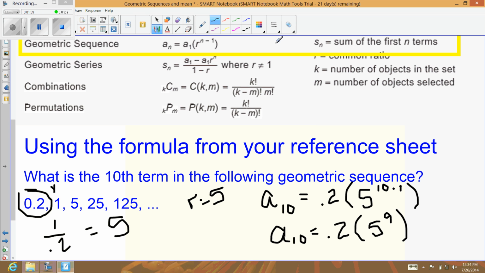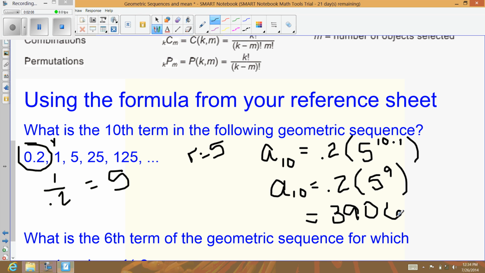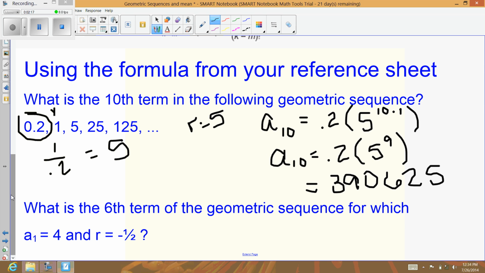And if you just type that into your calculator, you're going to get the answer. And you notice it's a pretty large number. 390,625. That is your answer for that problem. Pretty difficult. Not difficult, but pretty intense if you were trying to do it by hand. You need that formula.